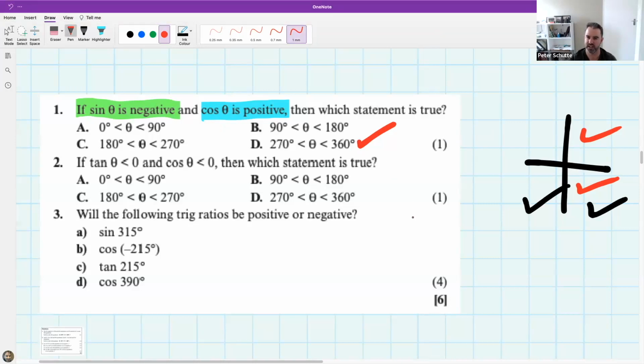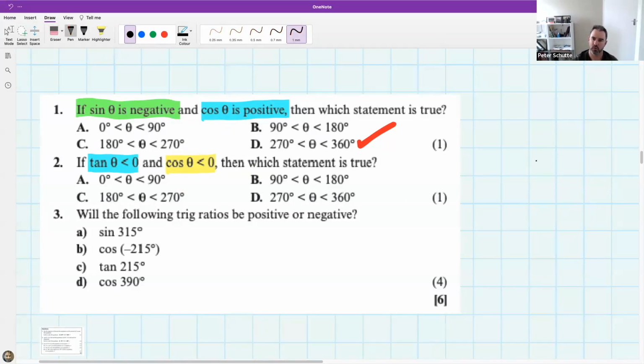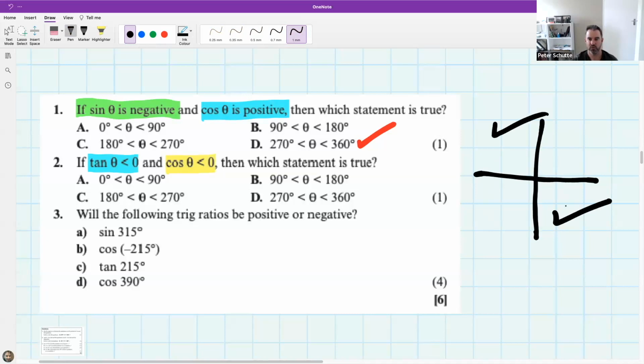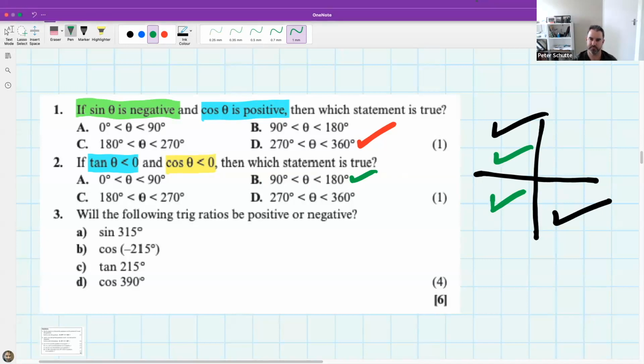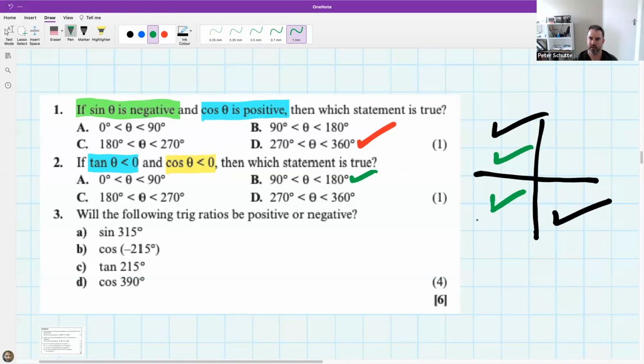Nice. From what I see in the chat, most students were comfortable with that. Let's try another one. If tan is negative and cos is negative, then which quadrant are we going to be in? A, B, C, or D? Where is tan negative? It's here and here. Where is cos negative? Cos is negative here and here. So it must be quadrant 2, which is B. Nicely done, everyone. So this helps us, like in the questions we were doing earlier, if we understand what quadrant has to be involved here.